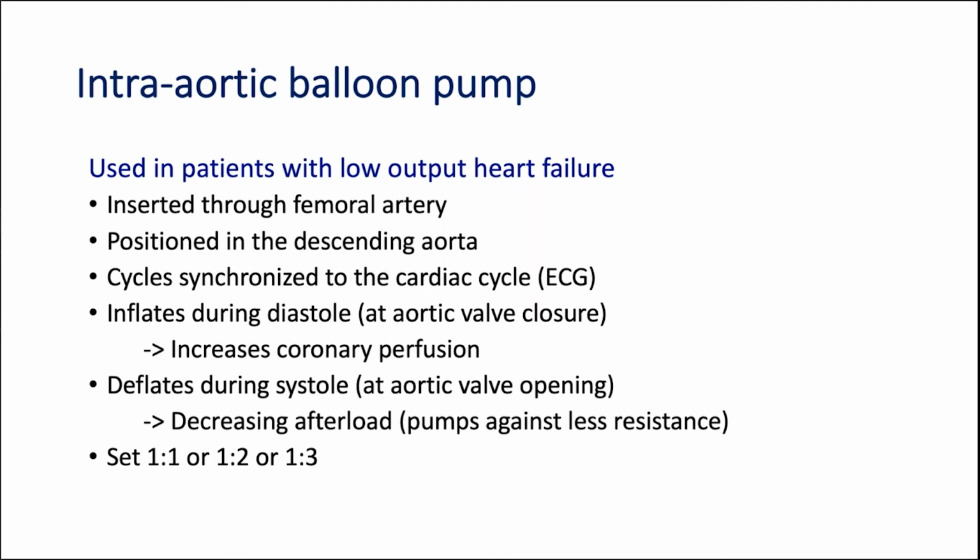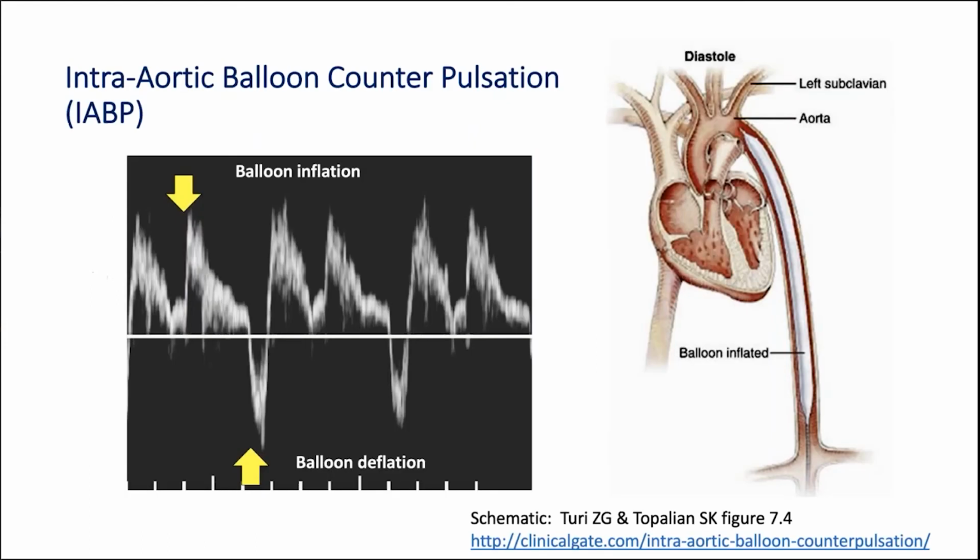The balloon deflates at early systole at the opening of the aortic valve to produce a potential space in the aorta for ejection, thereby reducing afterload and heart work. The balloon can be set at a 1-to-1 ratio or less frequently.